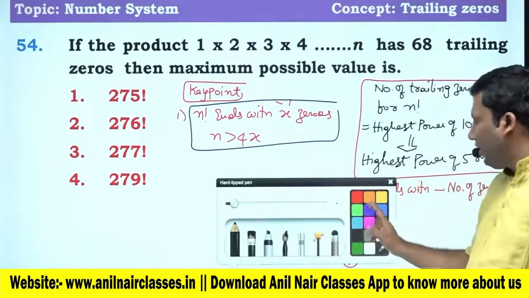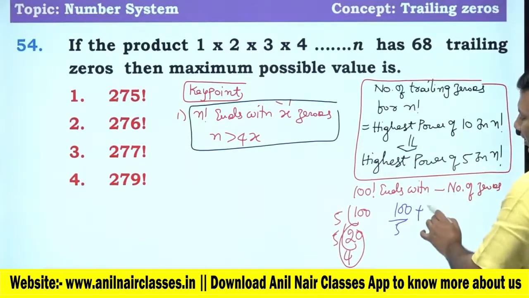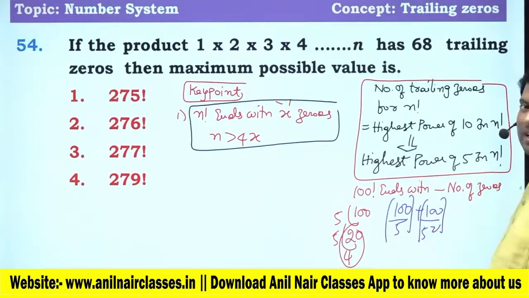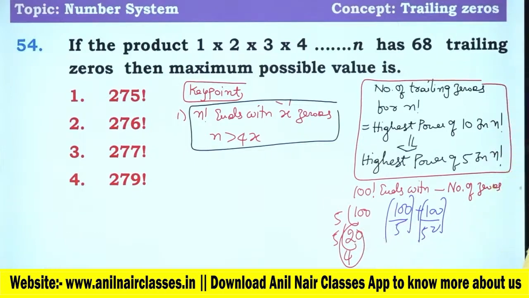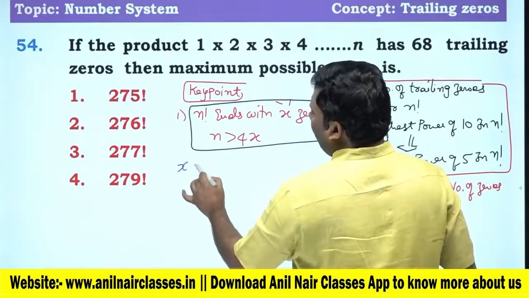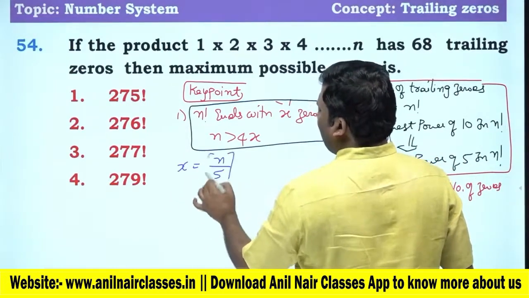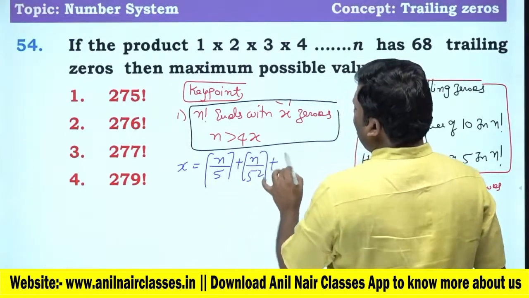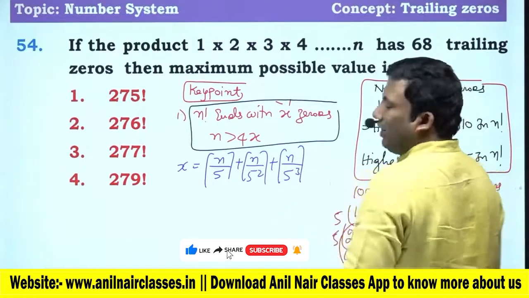Same is the case if I do it vertically. First I divided 100 by 5. Then I divided 100 by 25. Whatever I got, that itself is the answer. 100 by 5 is 20. 100 by 25 is 4. That means, how to get the number of zeros at the end of a factorial? First divide by 5, then by 5 square, then by 5 cube. Keep on dividing till you cannot divide further.